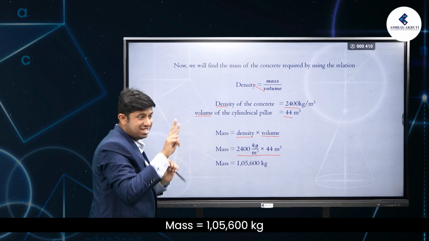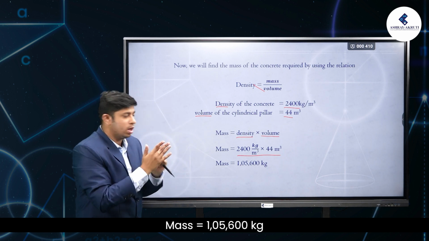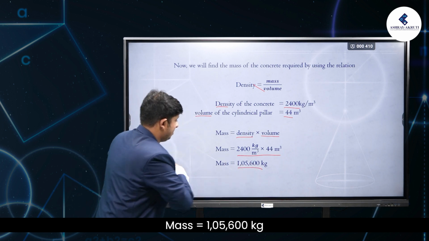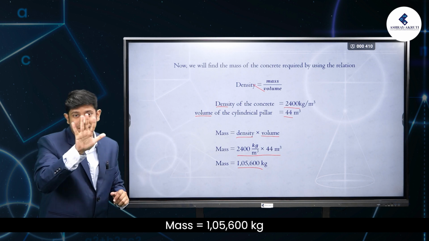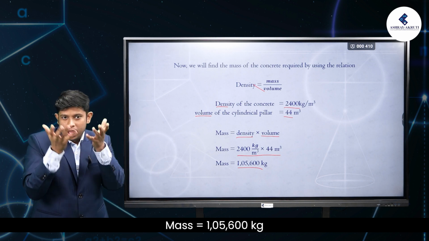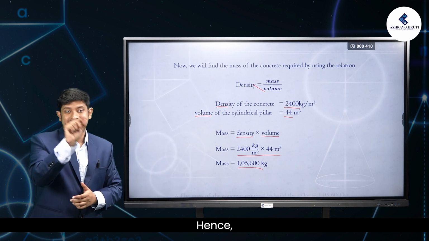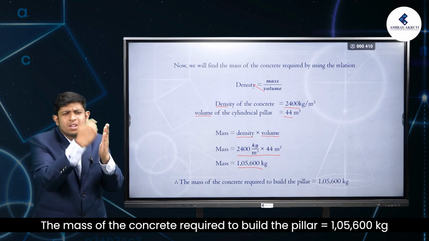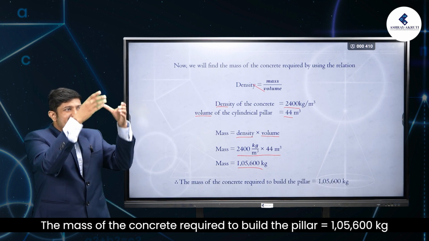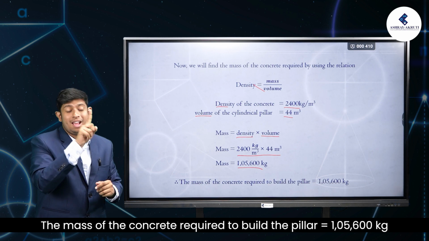Mass is equal to 1,05,600 kg. Hence, the mass of the concrete required to build the pillar is equal to 1,05,600 kg.